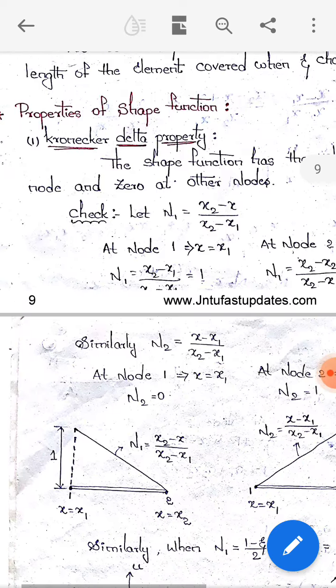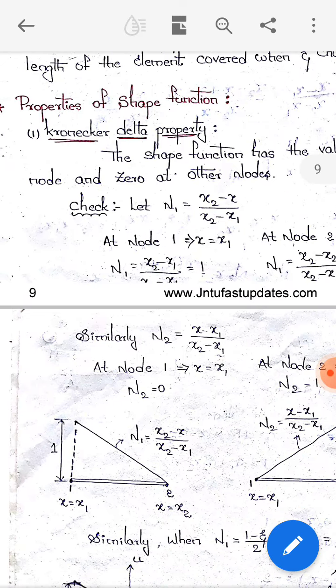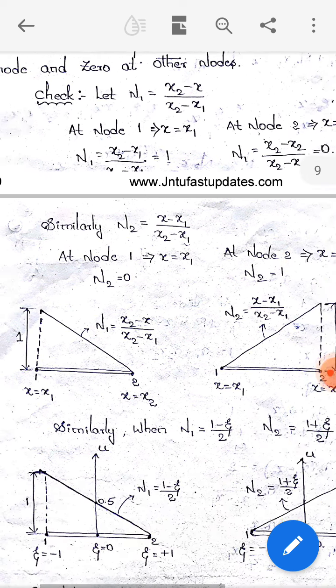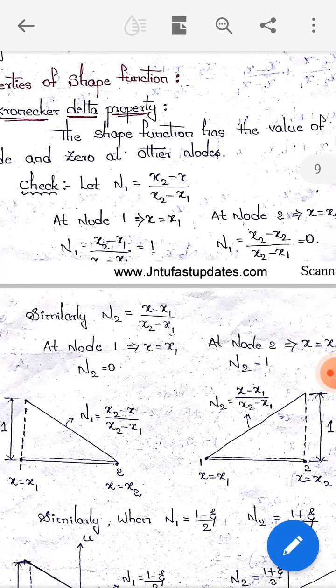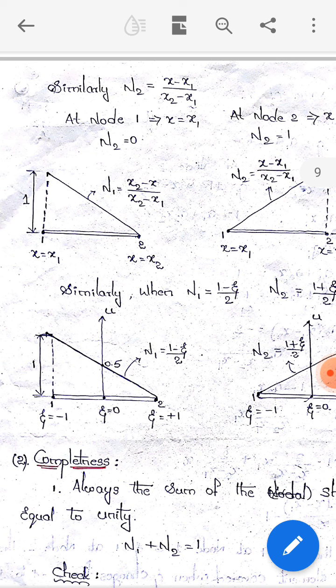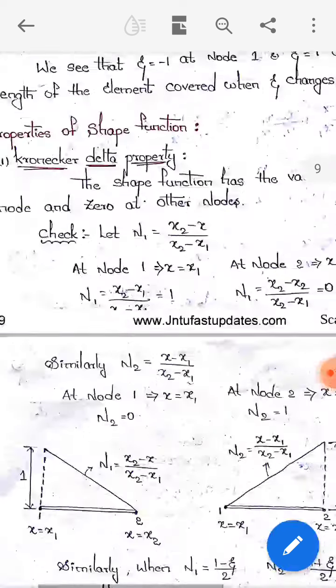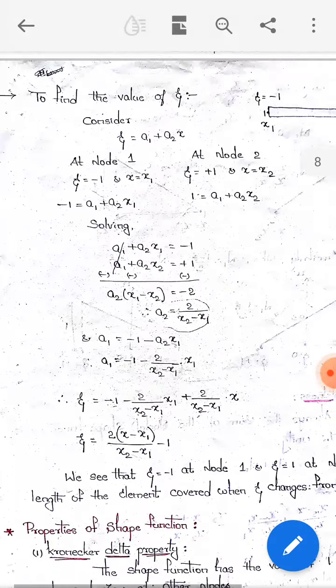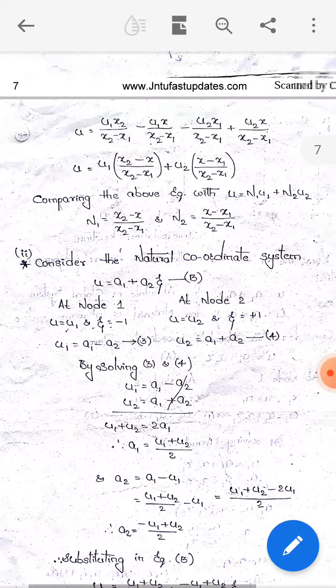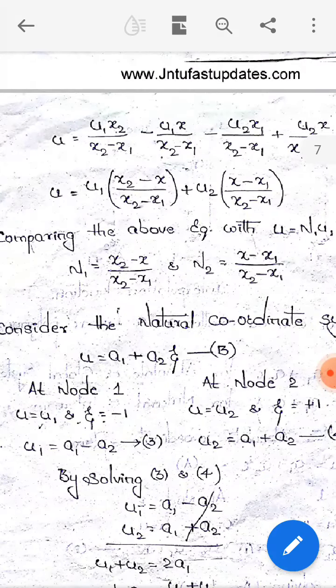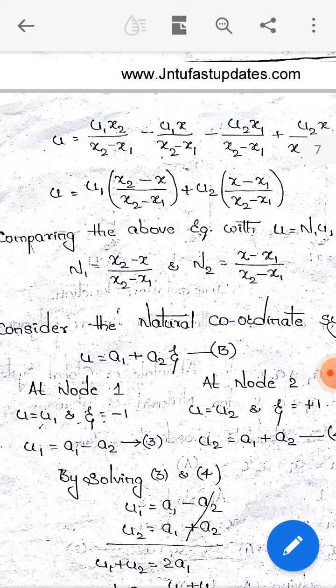Now let us check the compatibility, the Kronecker delta property. When we check the compatibility, when x is equal to x1 and x is equal to x2, N1 is equal to (x2 minus x) by (x2 minus x1). Where has it come from? So this is the part. N1 is equal to (x2 minus x) by (x2 minus x1), and N2 is equal to (x minus x1) by (x2 minus x1). From this, we are going for compatibility.